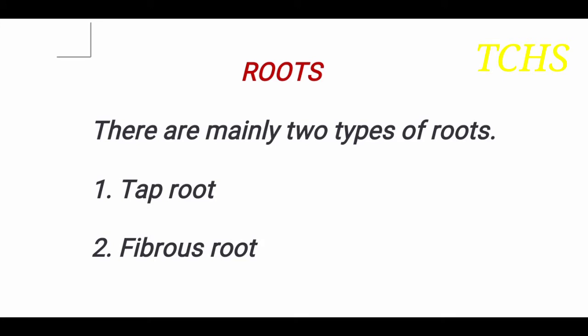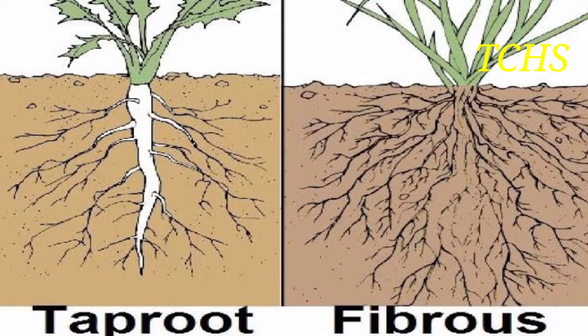There are mainly two types of roots, taproot and fibrous root. I will read out the spelling. T-A-P-R-O-O-T, taproot. Next, second one, fibrous root, F-I-B-R-O-U-S R-O-O-T, fibrous root.